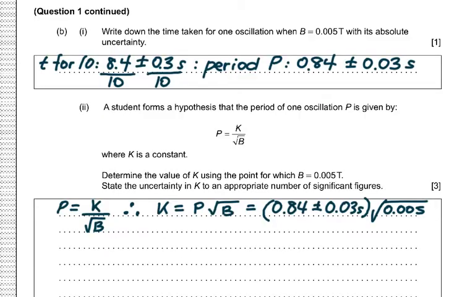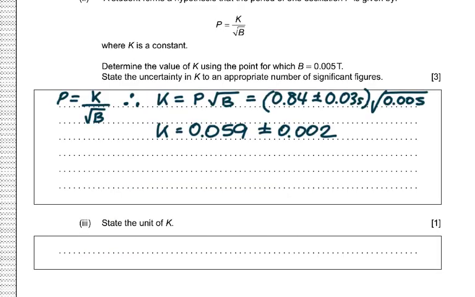All right, let's go. Again, the magnetic field does not have an uncertainty; it is negligible. So we're multiplying the period and its absolute uncertainty by an exact number. The square root of 0.005 is being multiplied by 0.84 and also applies to the 0.03. So 0.84 times the square root of 0.005 gives us 0.059. So 0.059 plus or minus 0.002. What are the units?